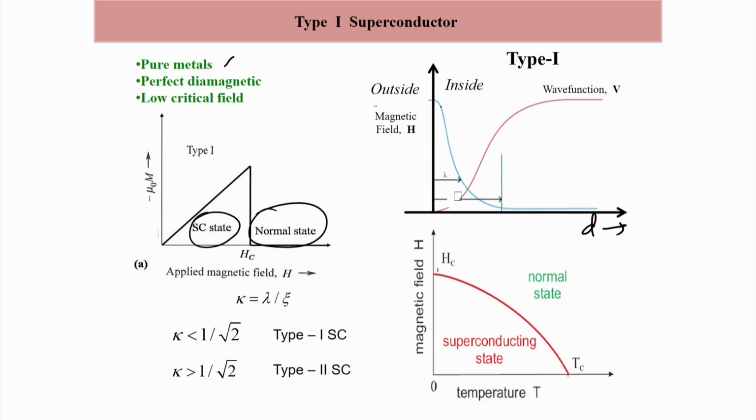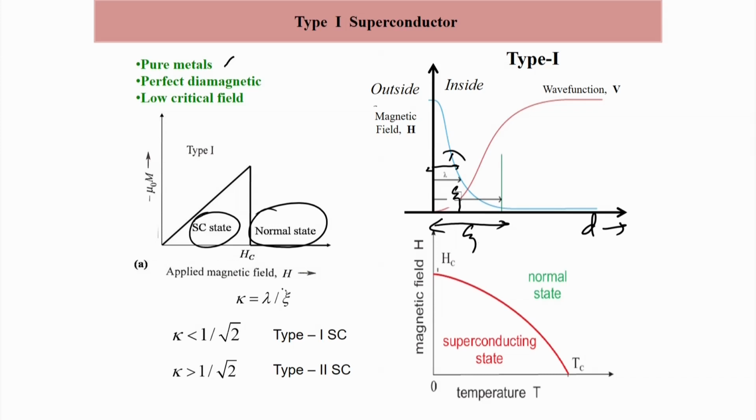The magnetic field falls off within a length scale lambda, whereas the wave function actually grows like this. This length is called xi, and this length is called lambda. As you can see, lambda is called the penetration depth, and xi is called the coherence length.